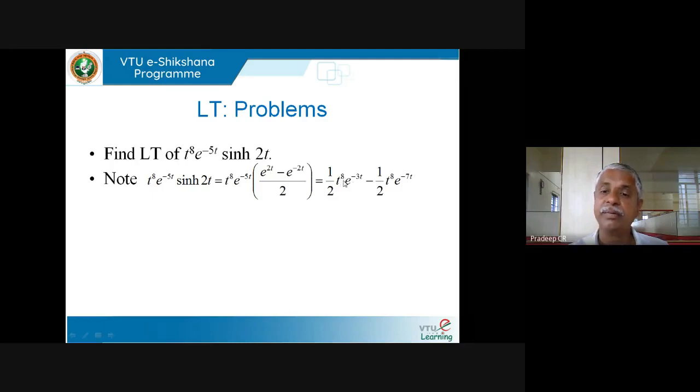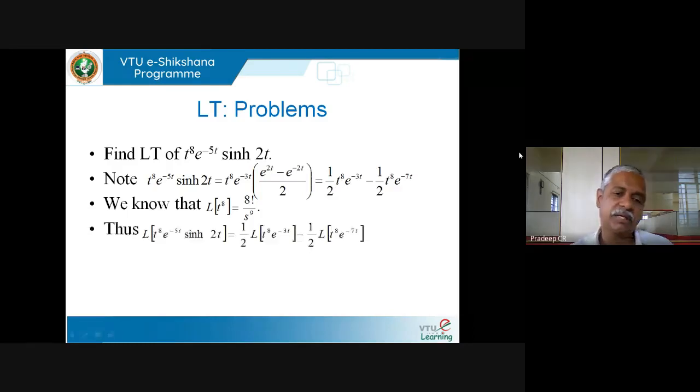So take f(t) to be t power 8. Same here also. f(t) is t power 8, but e power at is different here. Here it is minus 3, here it is minus 7. So if you use that, it's over. So now Laplace of t power 8 is 8 factorial by s power 9.